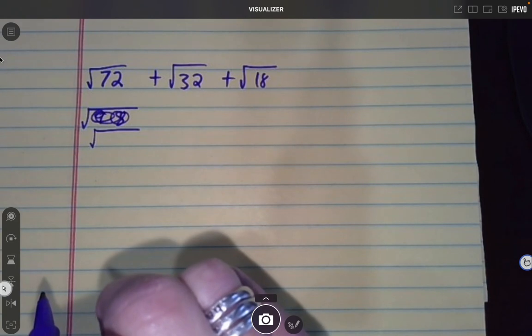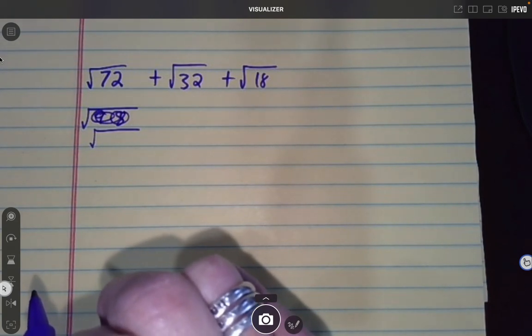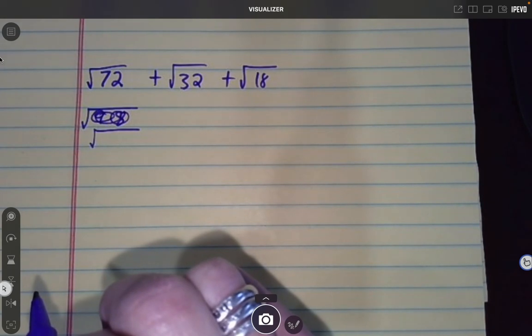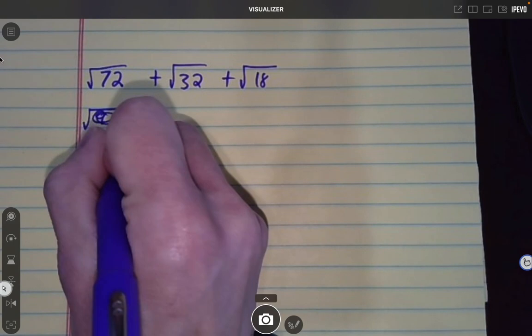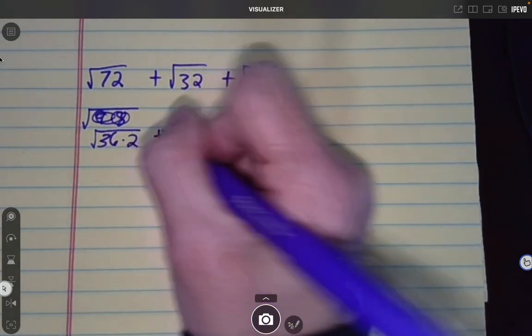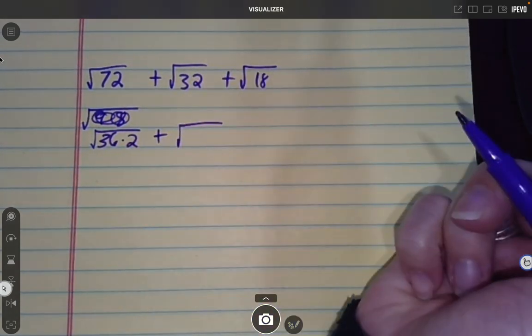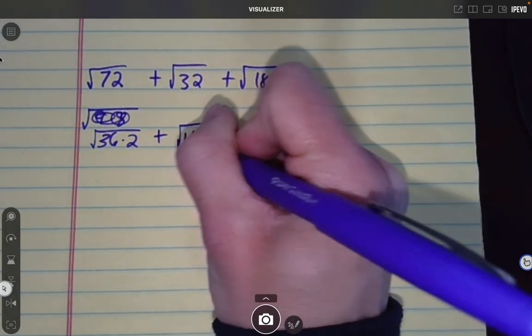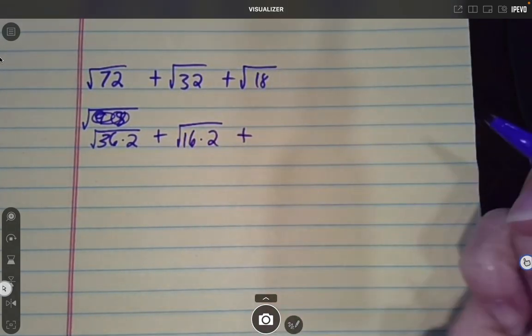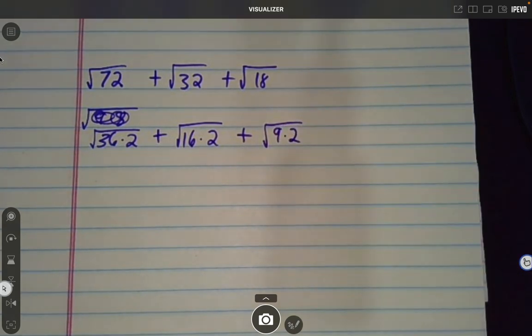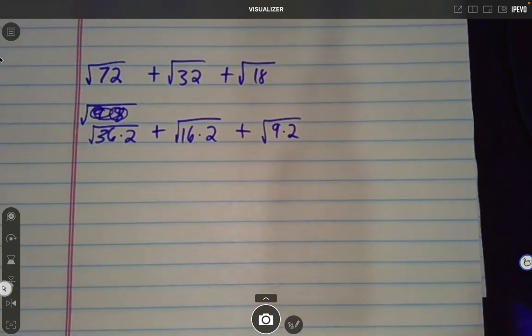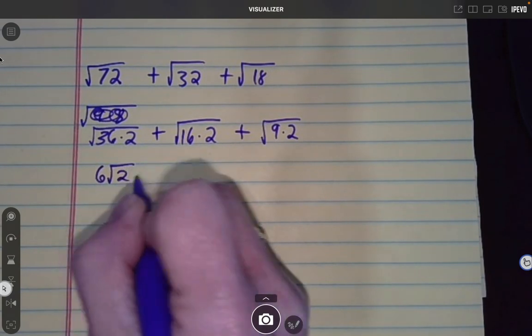So 16? It's 36. Okay? Was that 36 and 2? Did I say that right? 36 and 2. Yeah. 36 and 2. And then for our 32, what's that one going to be? 16 and 2. And what's our 18 going to be? 9 and 2. Do y'all see the pattern? Yeah? Okay. So what's the square root of 36? 6 square root of 2.